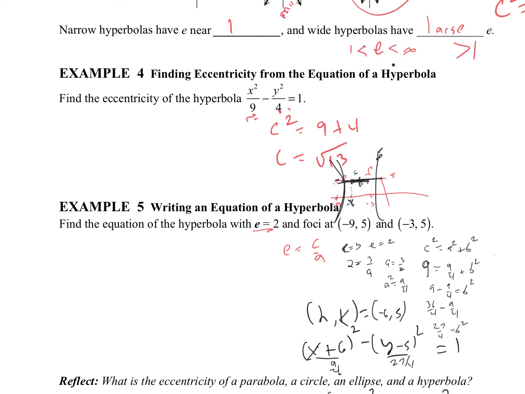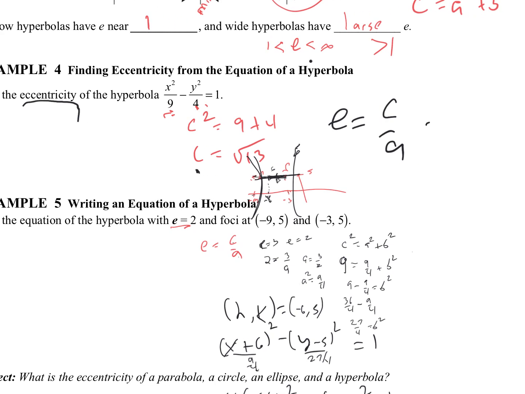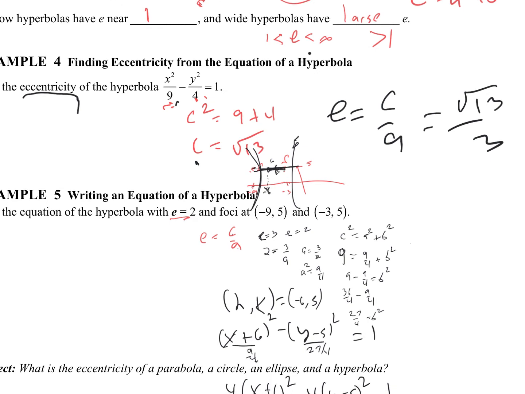Oh, hello. Find the eccentricity. I only found C. Eccentricity is C over A. Sorry, I didn't finish it. So I'm glad I went and looked. Square root of 13, and A was my 3, square root of 9. Square root of 13 over 3 is the eccentricity of that particular equation. A calculator will probably give you a decimal, but I don't really care about the decimal answer.